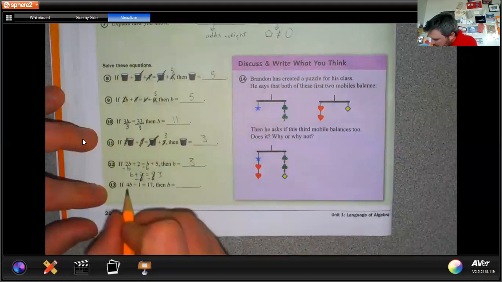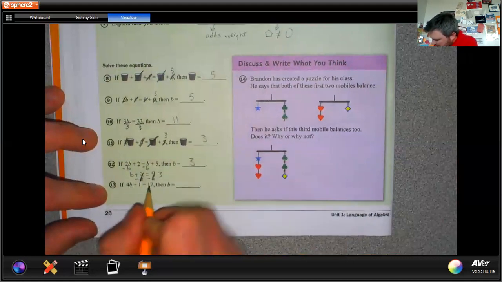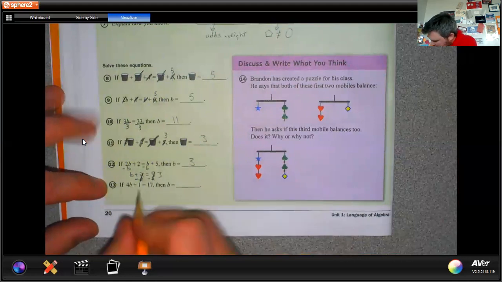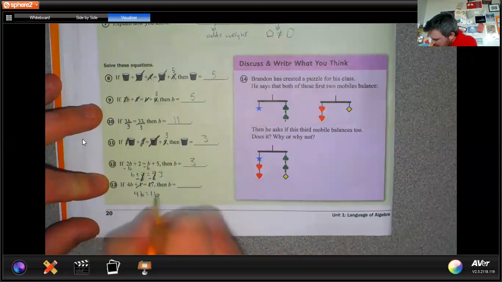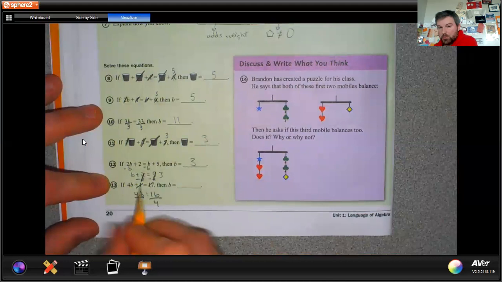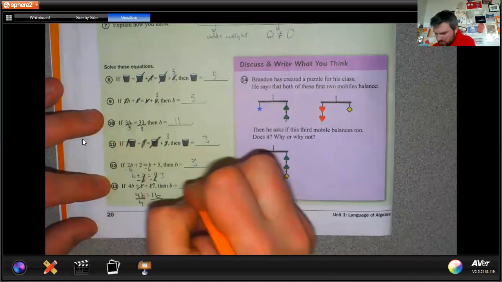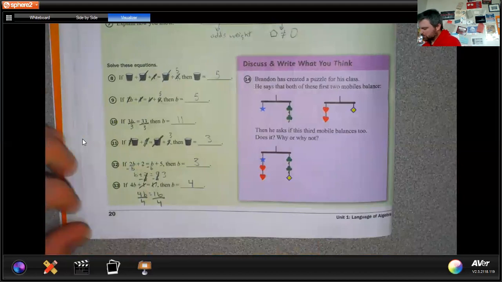If 4 buckets plus 1 equals 17, then b equals what? So cancel 1, you get 4b equals 16, and then divide by 4. Okay, because you've got 4 buckets, you've got to split that 16 among the 4 buckets, and you will get 4. All right, last one.